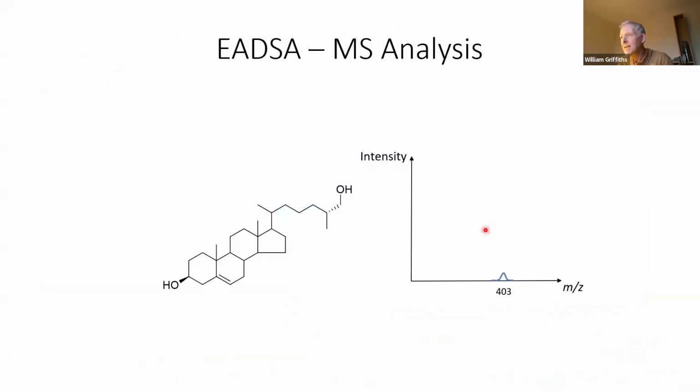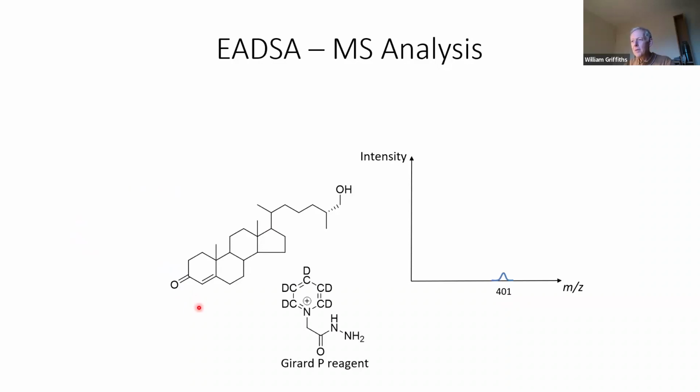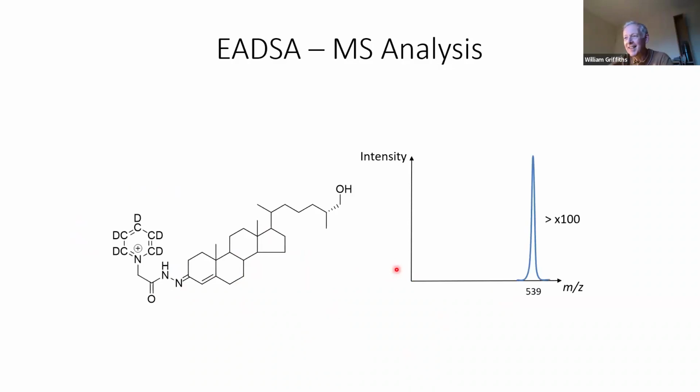So here's a little cartoon of what goes on. So without derivatization, you get a peak, but it's not a very good peak. We treat with cholesterol oxidase that introduces the 3-oxo-delta-4 group. We then add our Girard reagent. Now, whenever we use the enzyme, we use the deuterated Girard reagent, the D5. So that clicks onto the ketone function. We get hydrazone, and the signal goes up by a factor of 100 to 1,000, depending on what mass spec interface you're using.